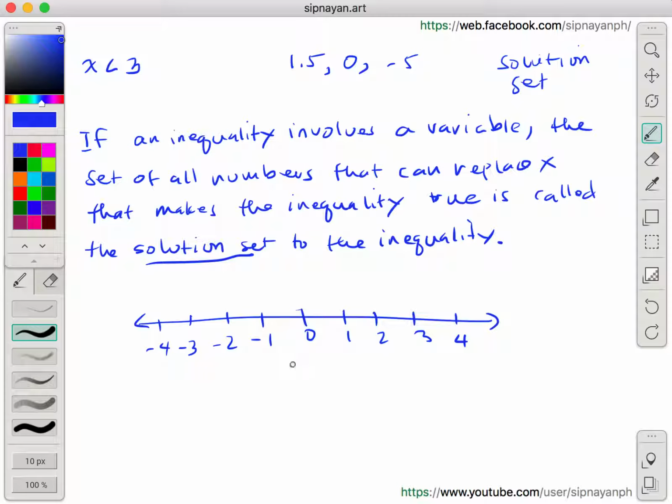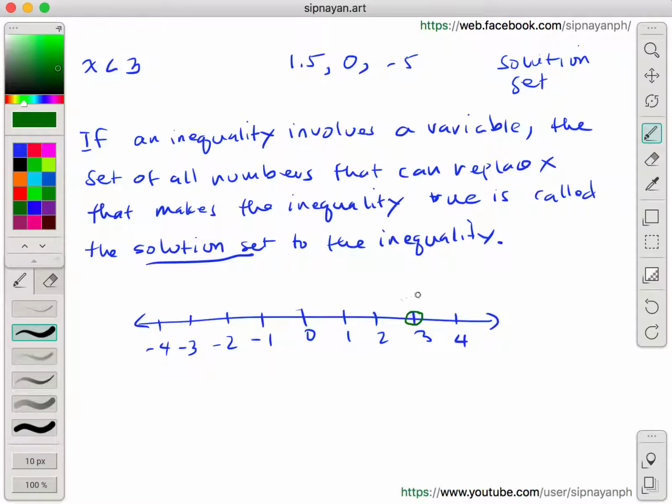Sa previous videos natin, sinabi natin that if A is less than B, then A is to the left of B on the number line. Ibig sabihin, lahat ng nasa left ng 3 dito ay less than 3. And since hindi included ang 3, ang ginagamit natin na notation is lalagyan natin ng bilog na walang kulay. Hindi siya solid.